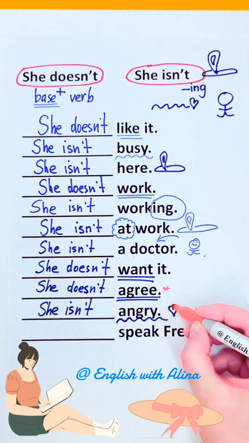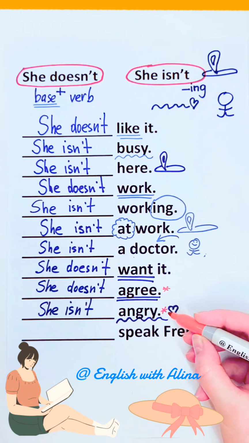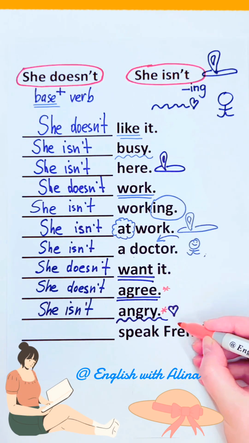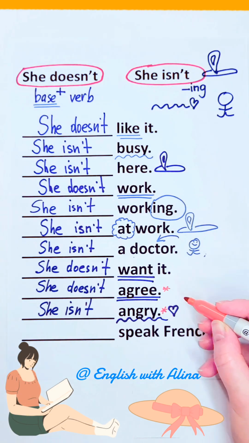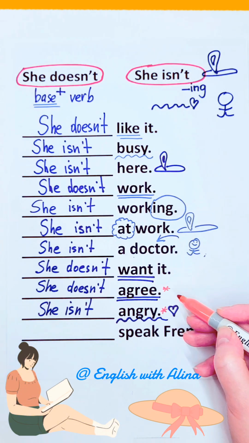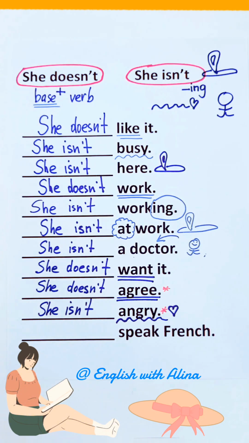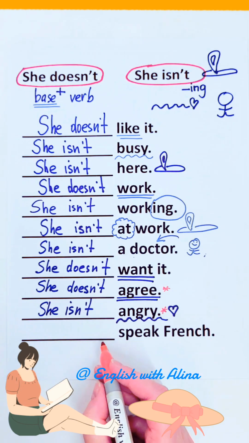Be careful. Agree and angry sound similar, but they have different meanings. Agree is a verb. It means to say yes. And angry is a feeling, emotion. Do not confuse them. And the last sentence is for you.